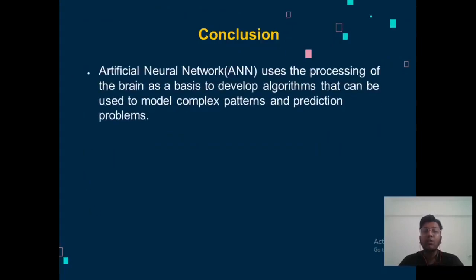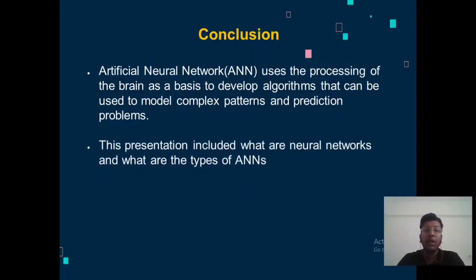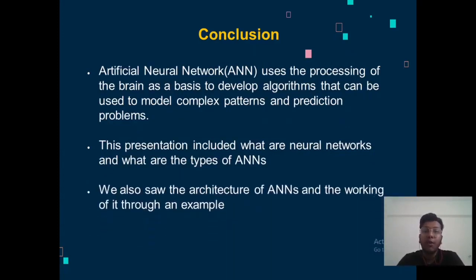So, coming to the end of this video, we conclude that an artificial neural network uses the processing of the brain as a basis to develop algorithms that can be used to model complex patterns and prediction problems, for example image classification. This presentation included what neural networks are, what the architecture of neural networks is, what the types of ANNs are, and what backpropagation is. At the end, we saw a few applications of ANN.